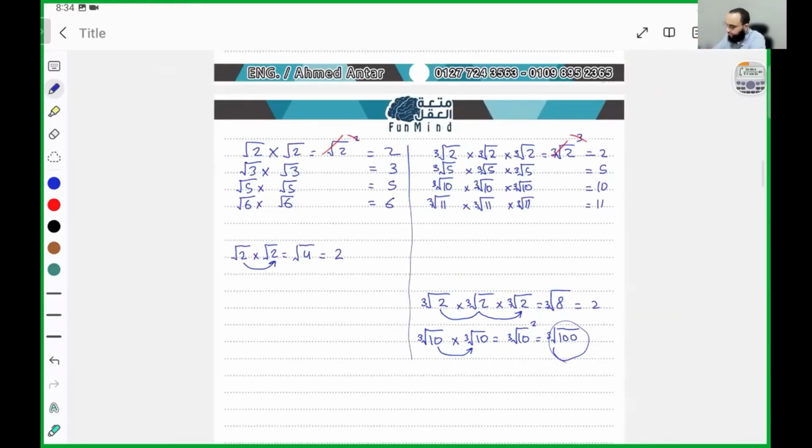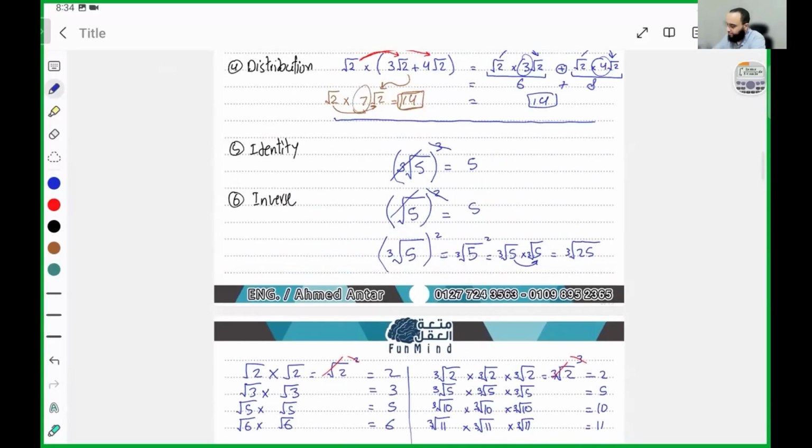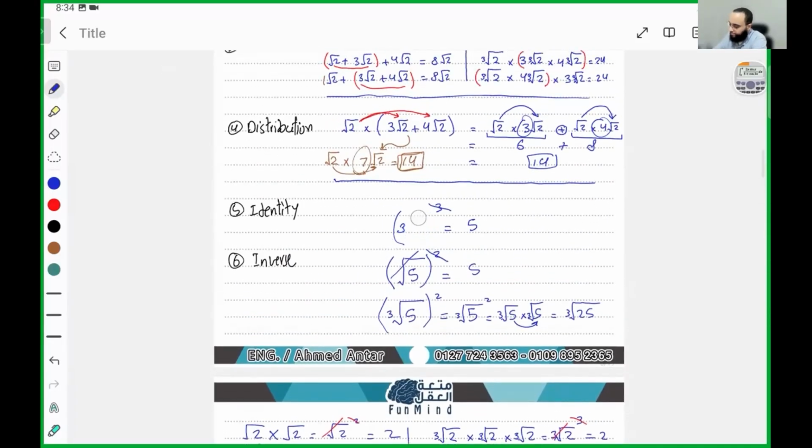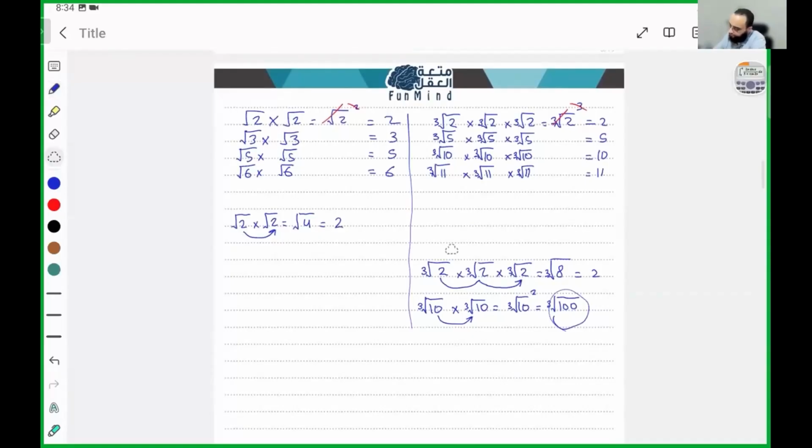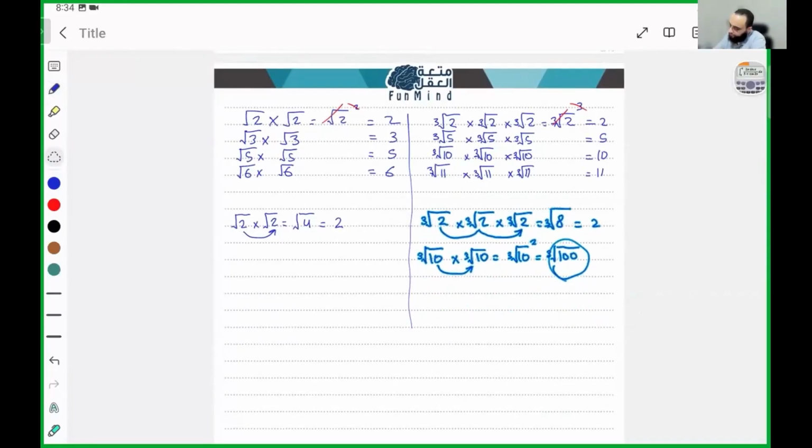Mister, why in the first question we have 3 square roots, why didn't we write 3 above the root of 8? I did it here. You can do it like that. It's correct. And like that is correct. Both are correct.